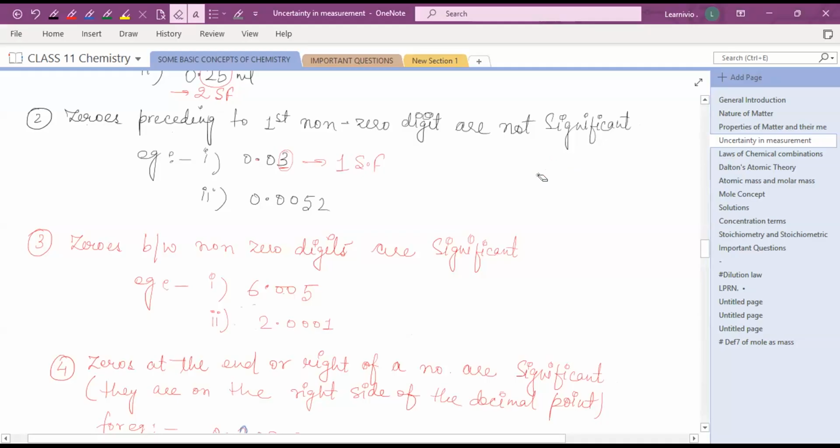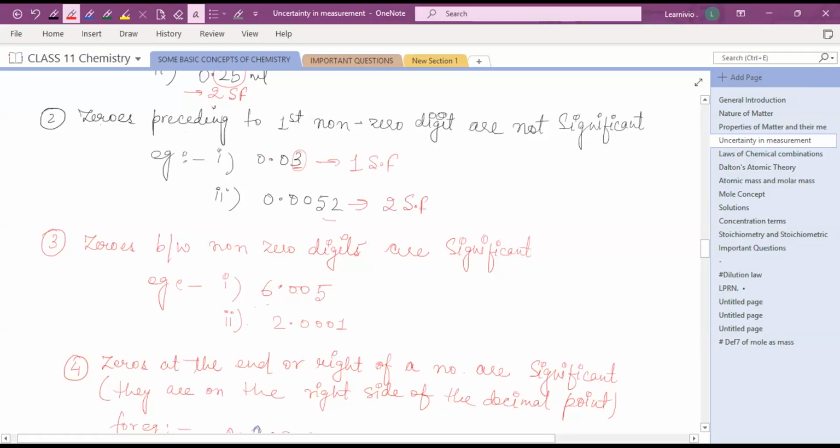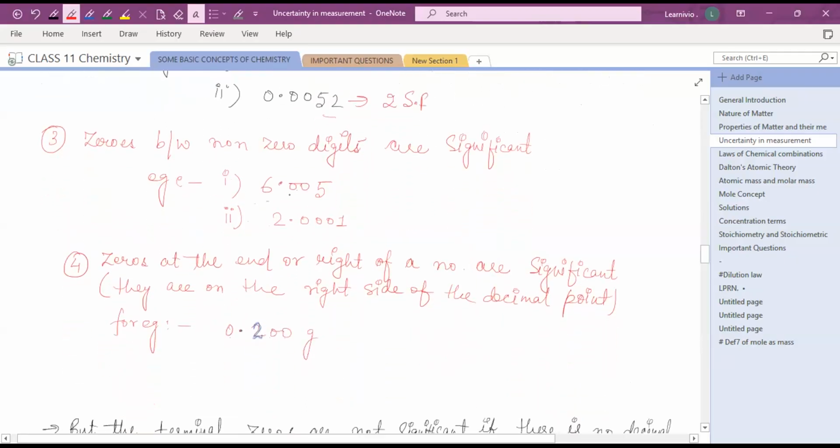Just tell me, in this second question, how many significant figures are there? Ma'am, 2. Yes, it's two. Amna, bache, why are you not responding? There are two. समझ आ रहा है ना आपको? If there is any doubt, you can ask बच्चे. No, ma'am, it's clear. There are two significant figures.